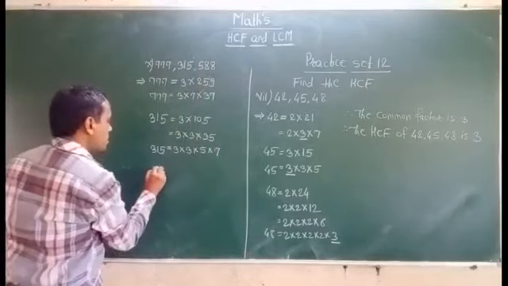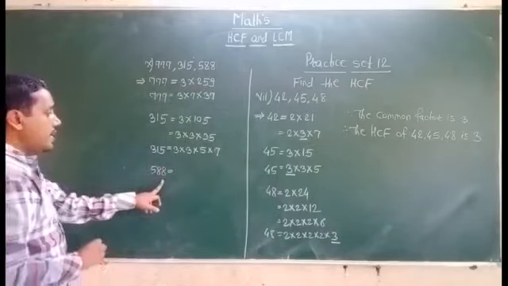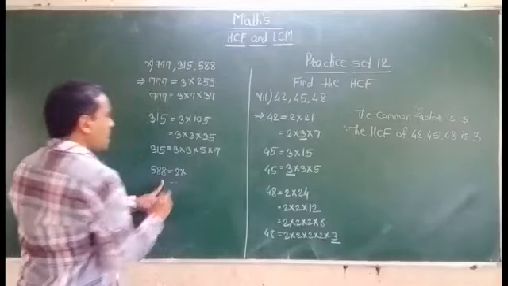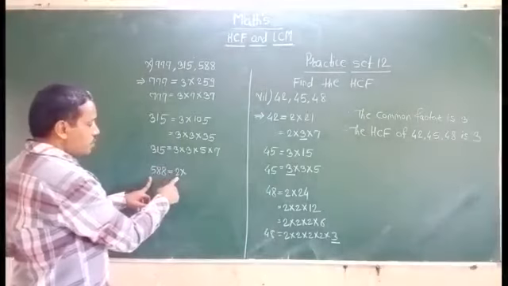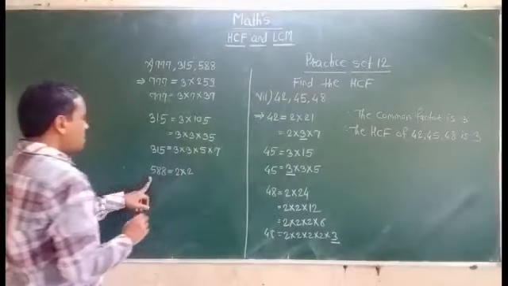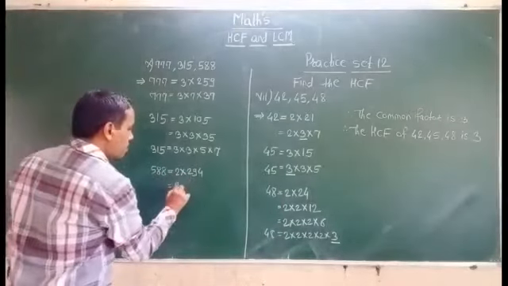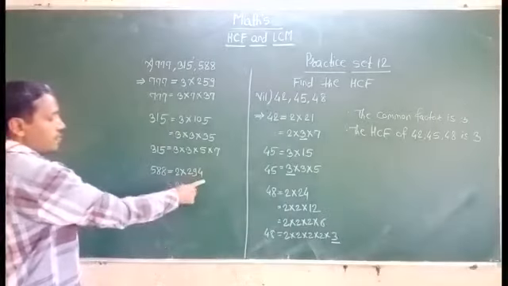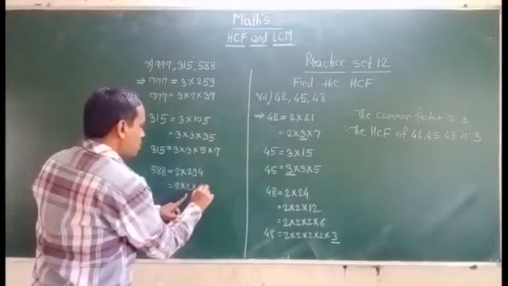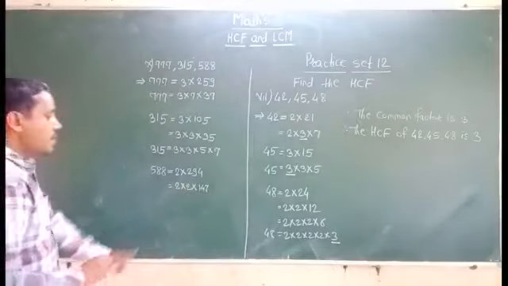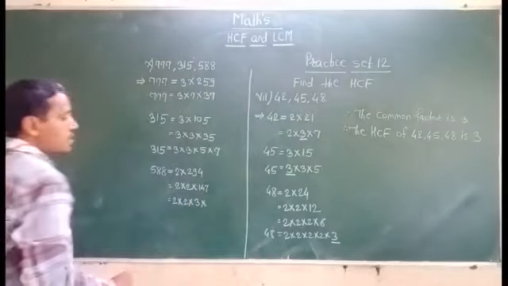And the last one is 588. That 588 is divided by 2, and we get 294. That 294 is again divided by 2, and we get 147. That 147 is again divided by 3.